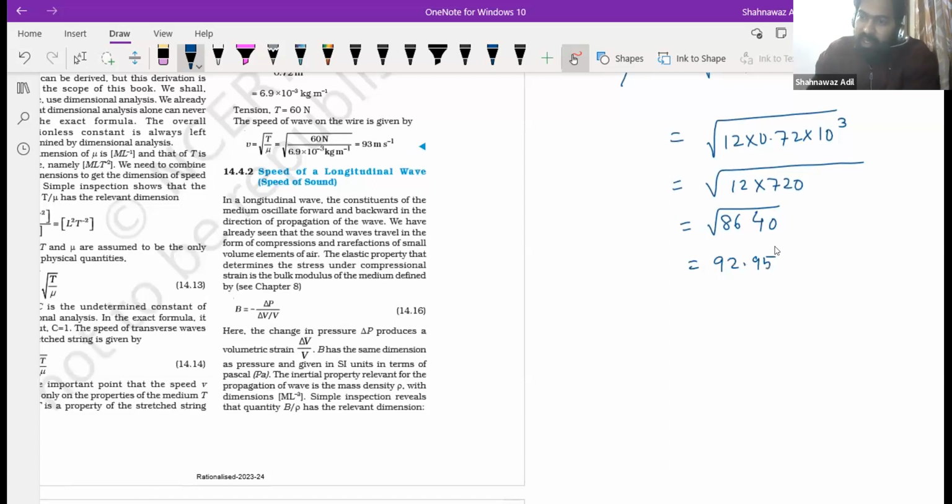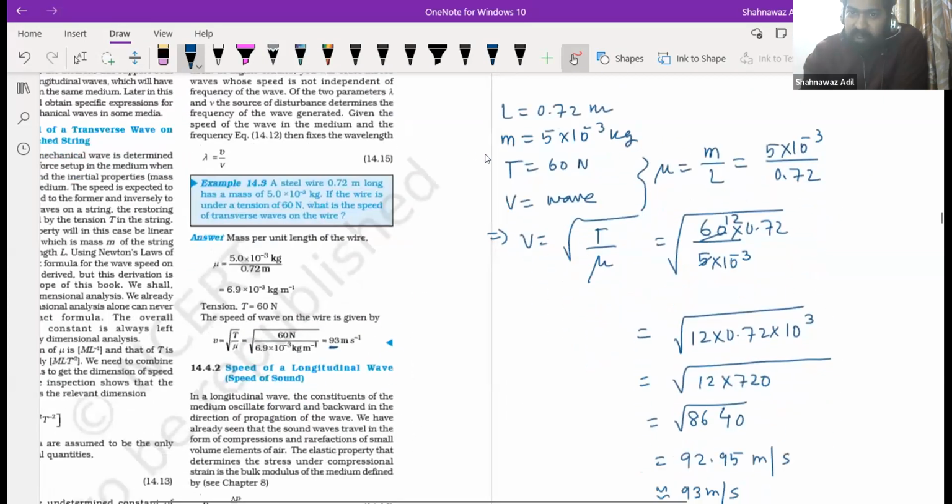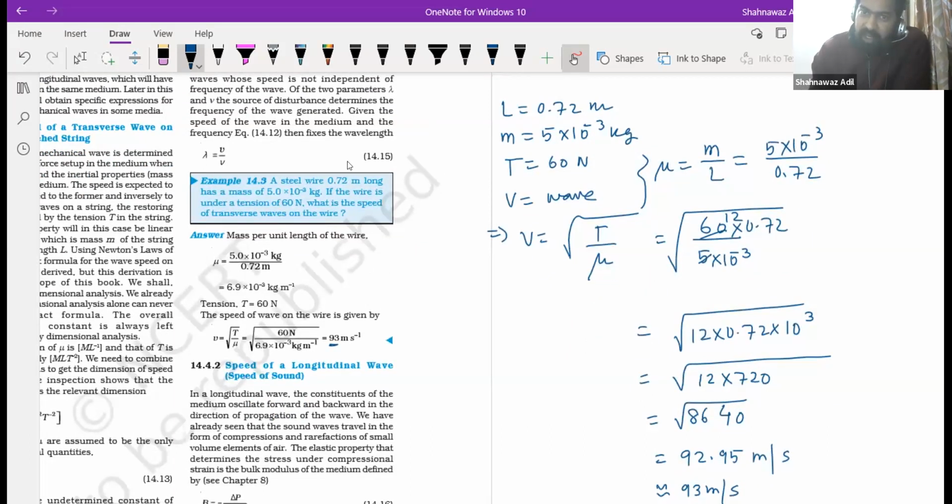So this is 92.95 meters per second. In here they are getting 93, which is closely 92.95, right? This is closely 93 meter per second. So this kind of simple questions you can get, right? So they will give you 2 marks. Please note it down, and then we will talk about the other things, right? So please note it down.